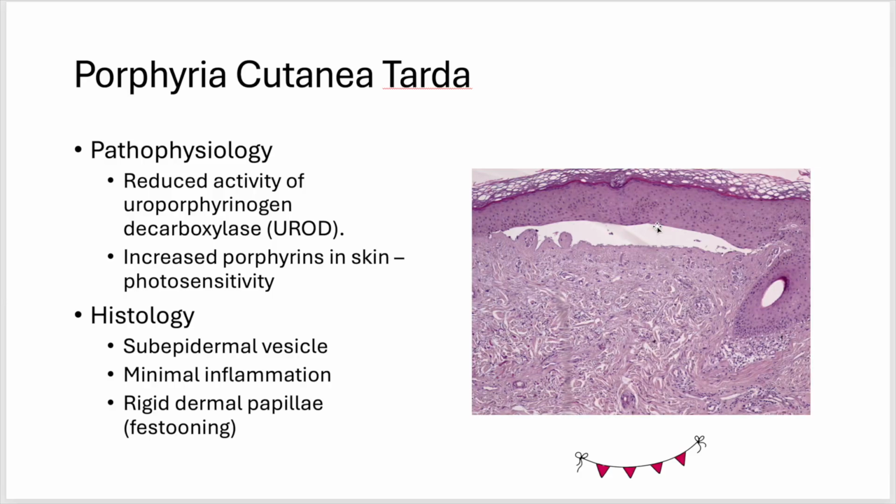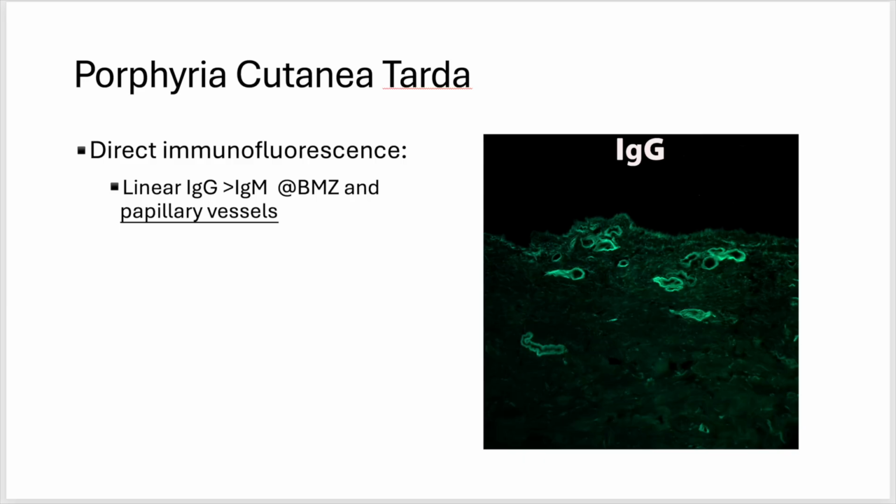One classic clue is the appearance of festooning. So here is the festooning. The dermal papillae look rigid and sort of hanging into the blister cavity. You see here. And another feature is you may see dense collagen around the blood vessels. If you do the direct immunofluorescence study, you might see some linear IgG, more than IgM, along the basement membrane. And also, there are deposits around the superficial vessels in the papillary dermis.